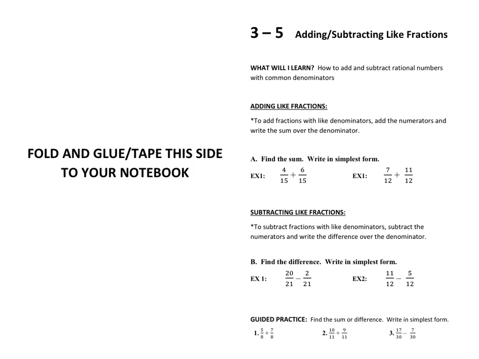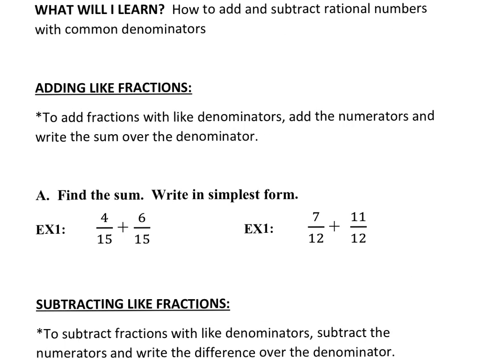Hi class, today we're looking at Chapter 3, Lesson 5, Adding and Subtracting Like Fractions. We are going to learn how to add and subtract rational numbers with common denominators, and that's what we mean by a like fraction. When adding like fractions, to add fractions with like denominators, add the numerators and write the sum over that same denominator.